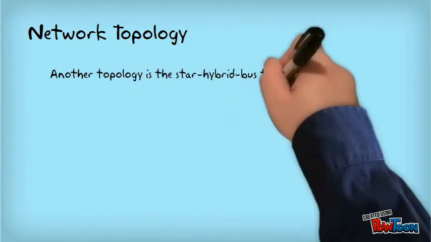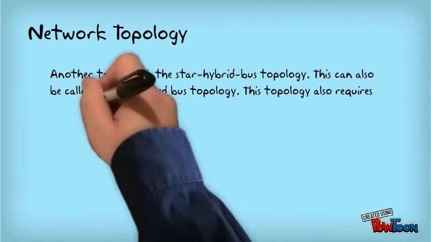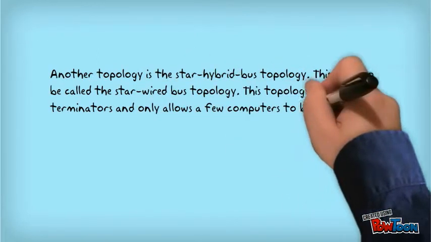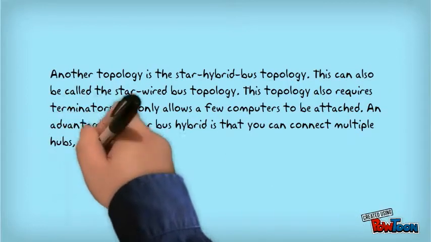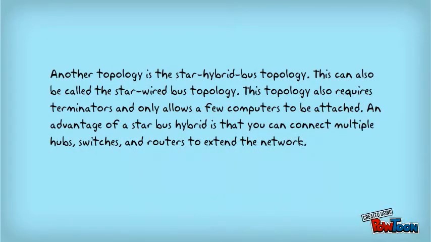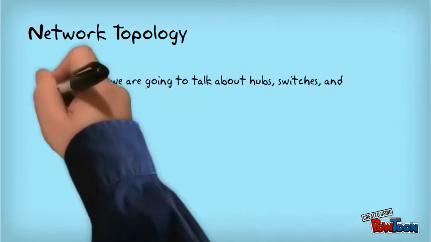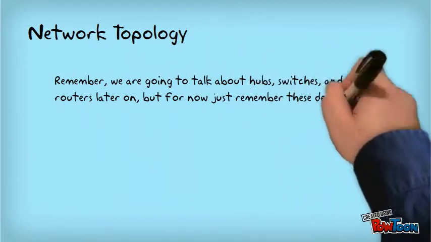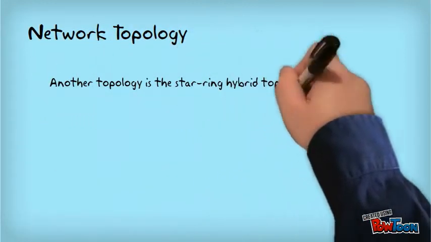Another topology is the star hybrid bus topology. This can also be called the star wired bus topology. This topology also requires terminators and only allows a few computers to be attached. An advantage of a star bus hybrid is that you can connect multiple hubs, switches, and routers to extend the network. Remember, we are going to talk about hubs, switches, routers, and terminators later on, but for now, just remember these devices are here to help you connect anyone that wants to be on the internet.